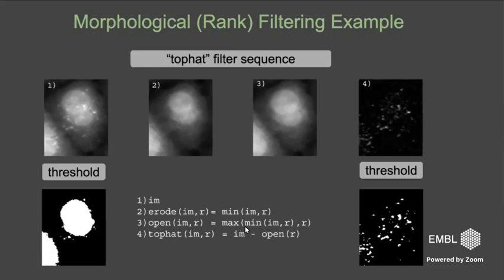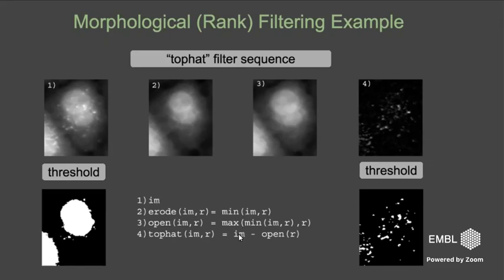or in other words, we do the maximum of the minimum, and that whole thing has a name because you use it so often. It's the so-called opening of the image, and then we have actually a quite good approximation of the background in the image without the bright dots.